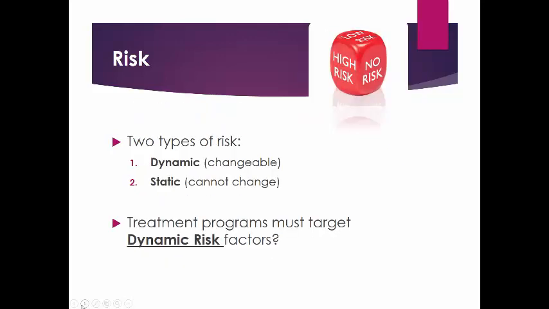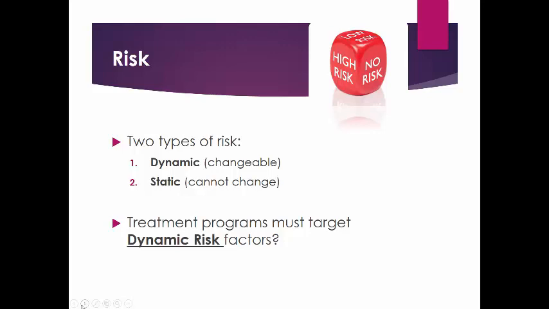So when we're measuring risk, there are 2 types of risk. There is dynamic risk and static risk. So dynamic risk are factors that are changeable, things that we can change with treatment. Static risk are things like people's age, the number of times they've offended in the past. No matter how much I treat you, I am not going to make you younger, at least not yet. I guess we have not developed that science.